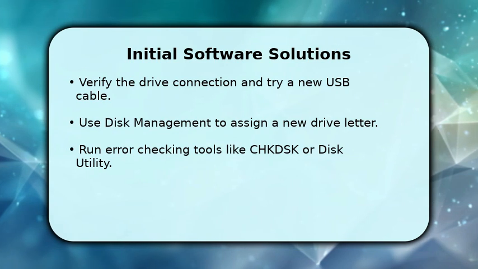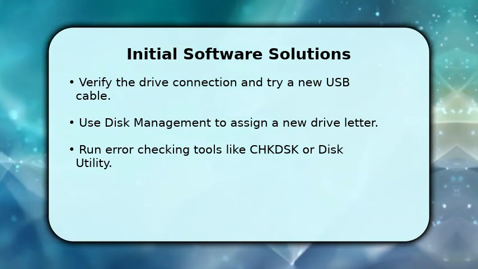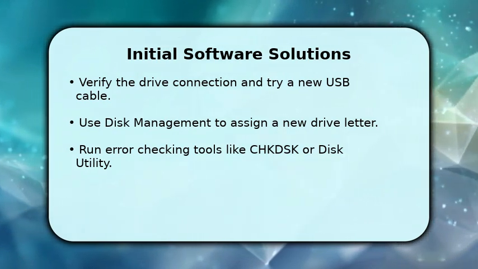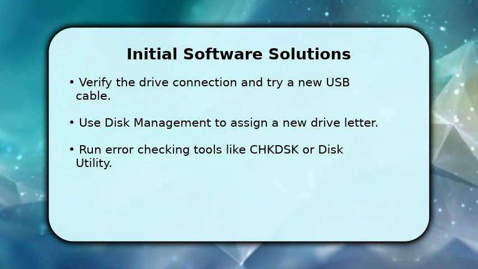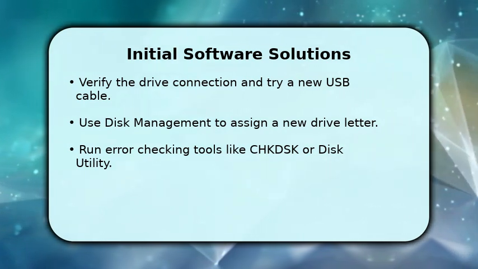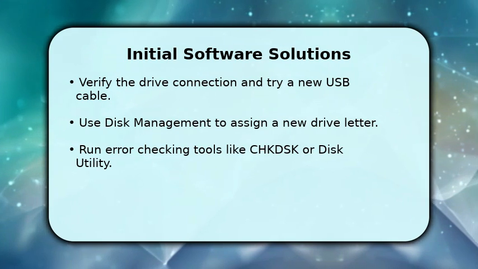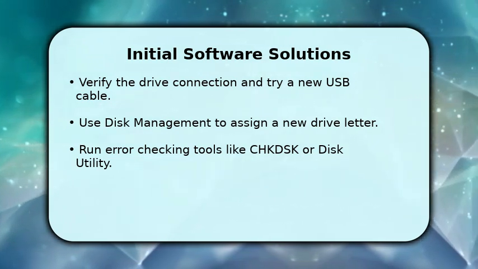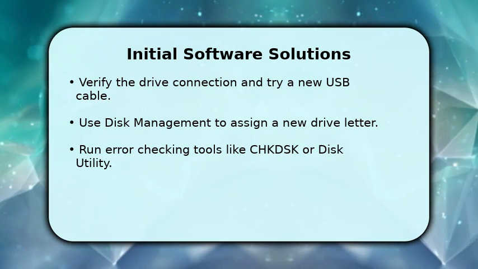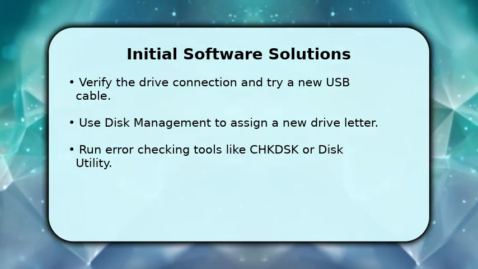Start by checking your drive's physical connection. Sometimes a loose cable is the culprit. If that doesn't work, open Disk Management on Windows or Disk Utility on Mac. You might need to assign a new drive letter or repair the disk permissions. These simple steps often resolve issues where the drive isn't appearing or is inaccessible due to minor software glitches.